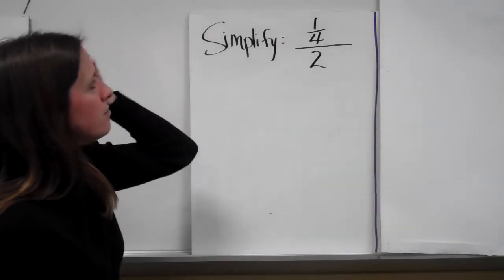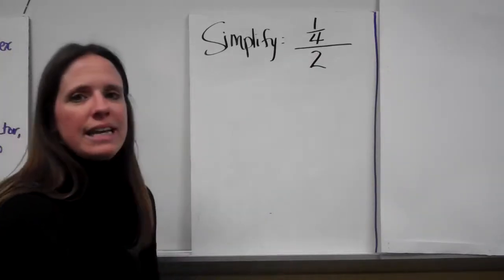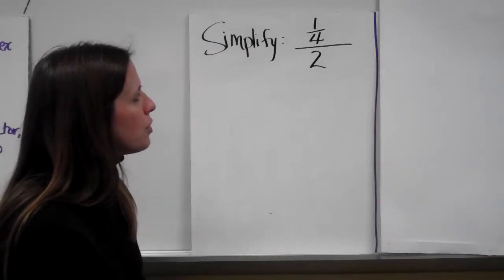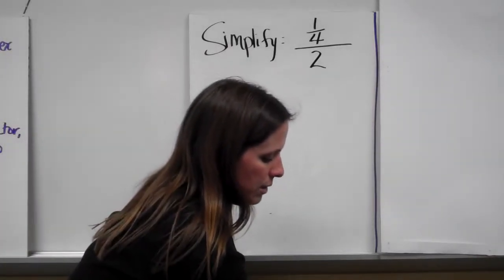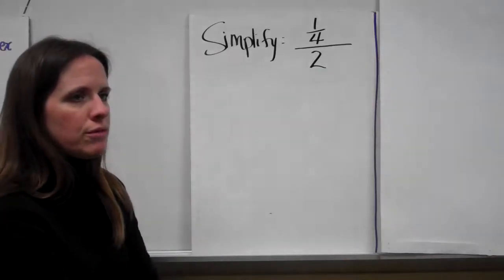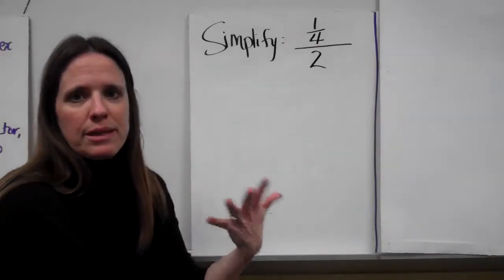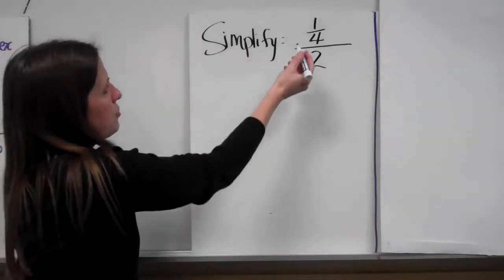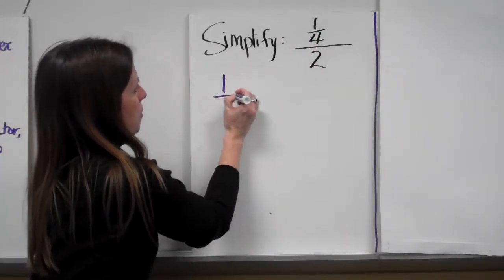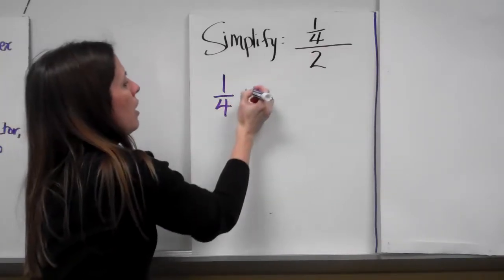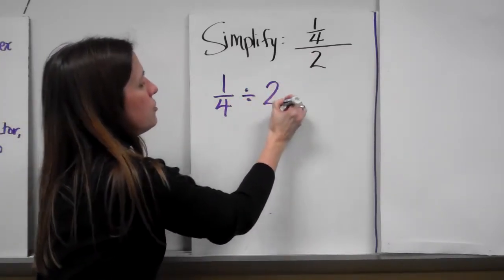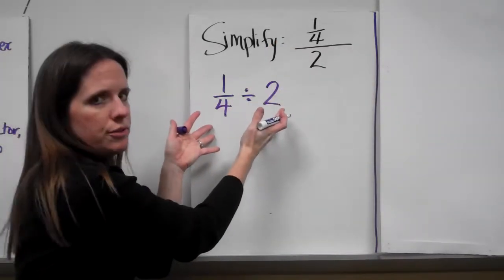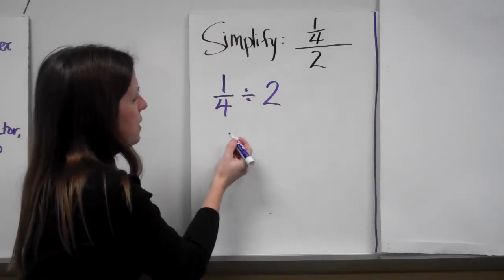Okay, simplify. So you're just going to take it out of the complex fraction and put it in simplest form. We have 1/4 over 2. And when we dealt with fractions in previous units, when we would say something over something, that meant to divide. So you're going to set it up like a division problem. And the numerator comes first, 1/4, divided by 2. So you're just writing it outside of the complex fraction into a division problem. Okay, 1/4 divided by 2.